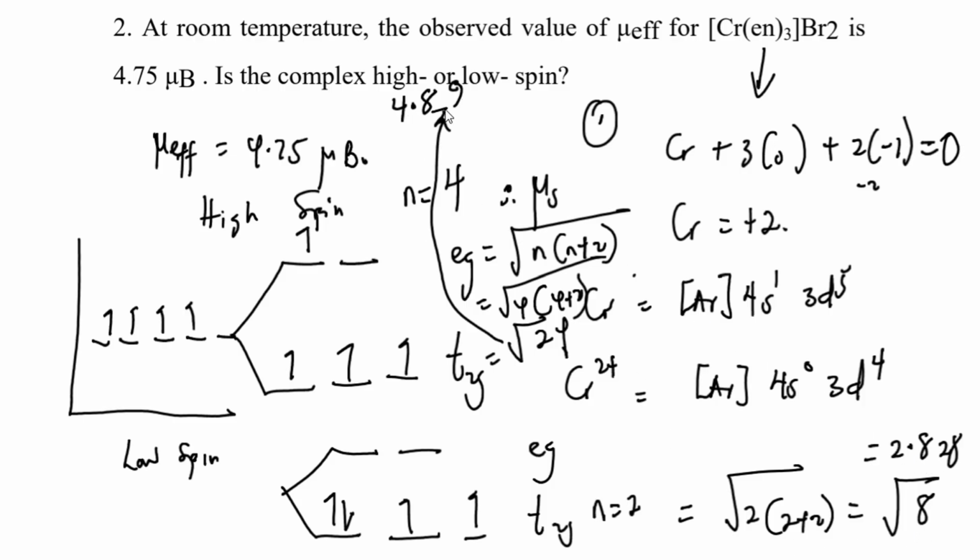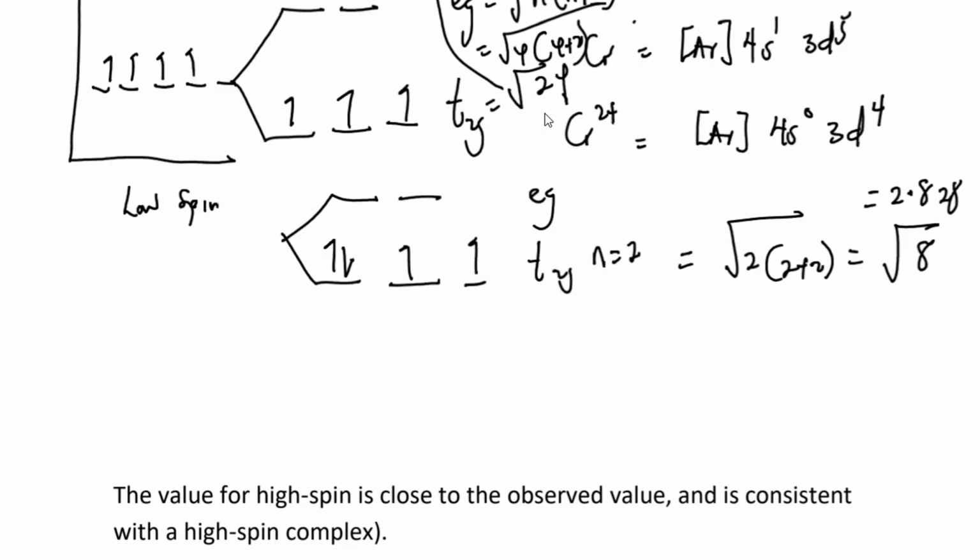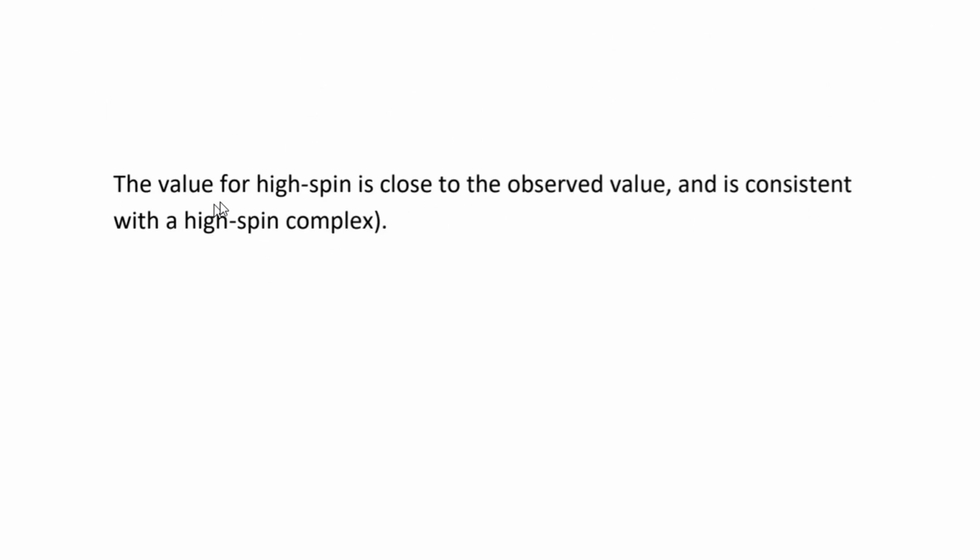So we can clearly see that this one is closer to this. Also, looking at this, there's no orbital contribution here, well, there's orbital contribution here, but regardless, this was closer to the observed mu effective value. So this is basically the answer. So high spin, basically high spin. So here it is: the value of the spin-only moment is close to the observed value and is consistent with the high spin complex.